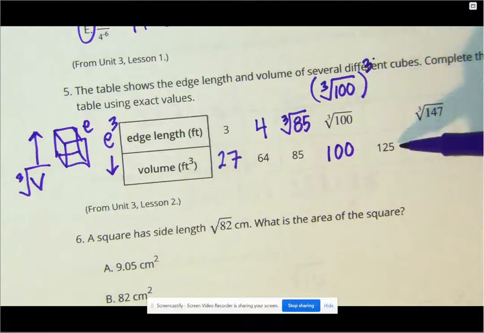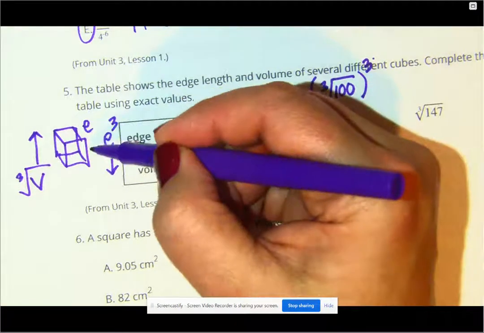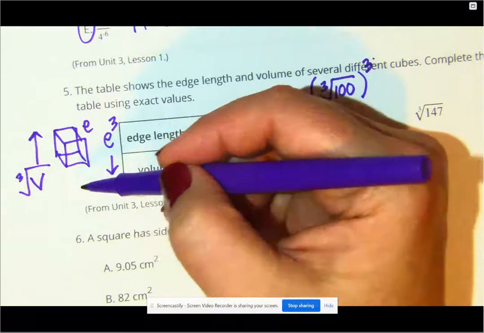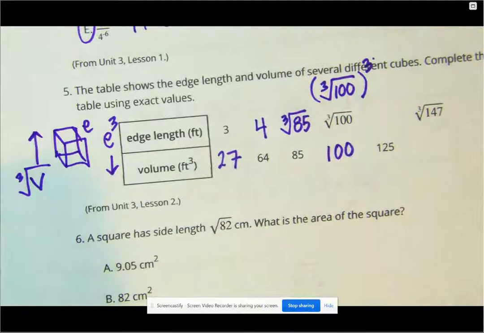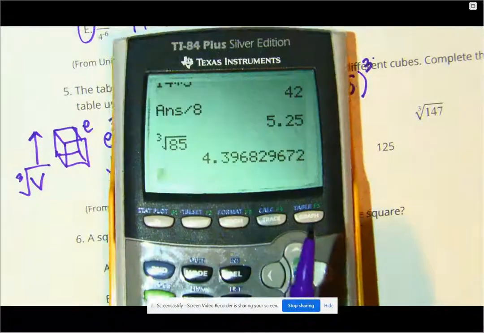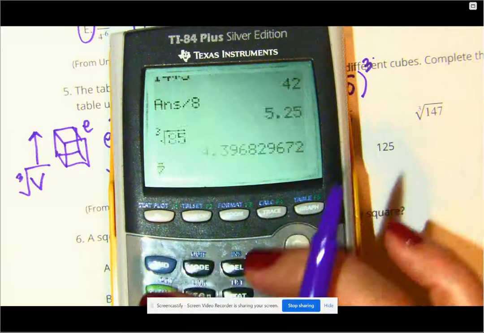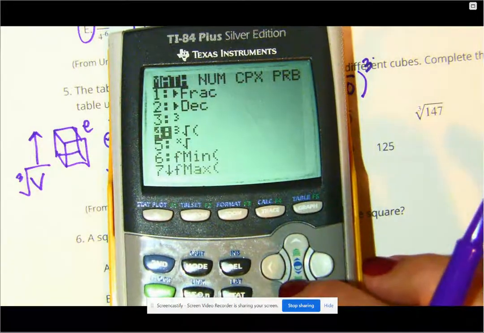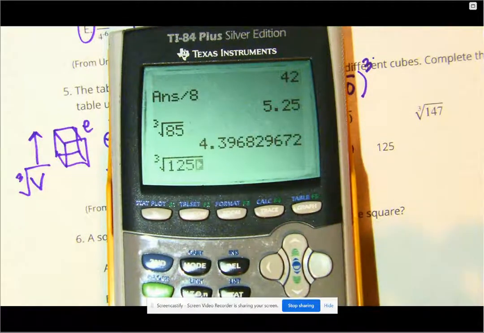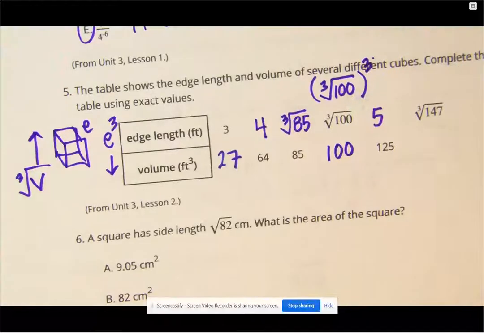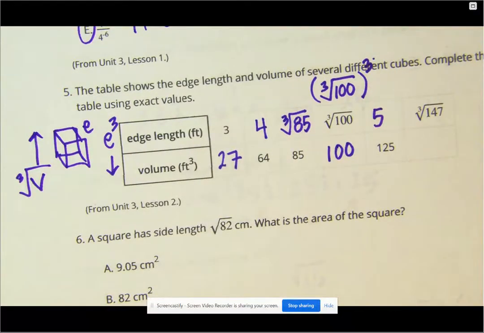If the volume is 125, what times what times what is 125? Now, if you don't know that off the top of your head, it's not a bad idea to check. Cube root of 125, 5. 5 times 5 times 5 is 125.